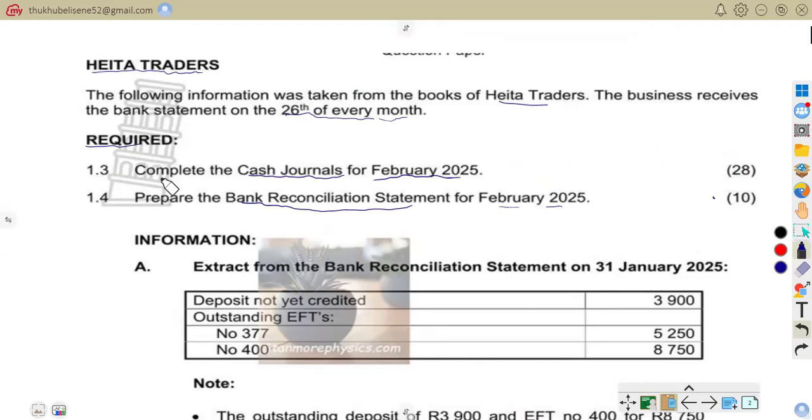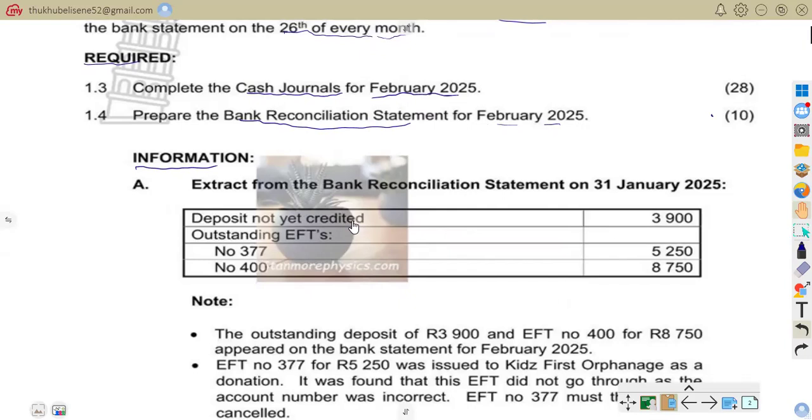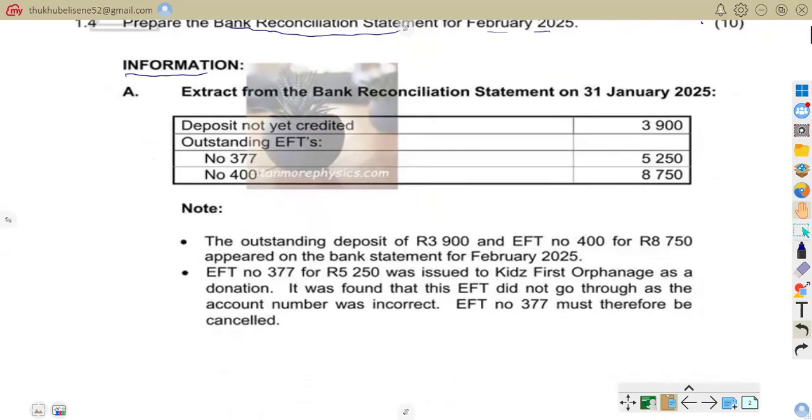As we are on 1.3, remember we are to complete cash journals. There is information that is given. We have information A, where we have the extract from the bank reconciliation statement. As you will see from this extract, we have deposit not yet credited. We have the outstanding EFTs, electronic funds transfers. There is also a note. As you can see, we are given this note, and we are going to go through all these notes that we are given.